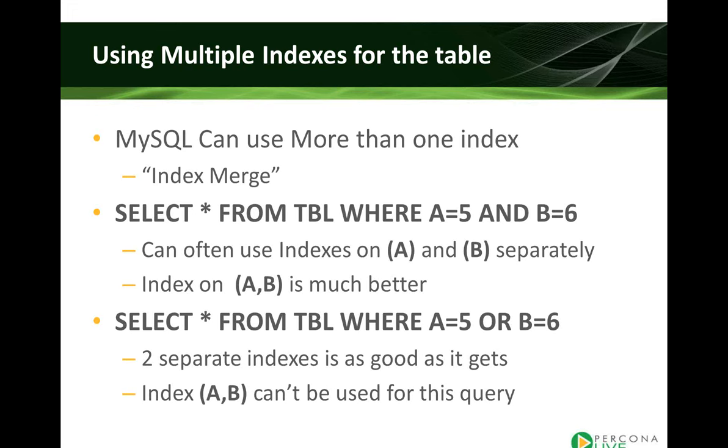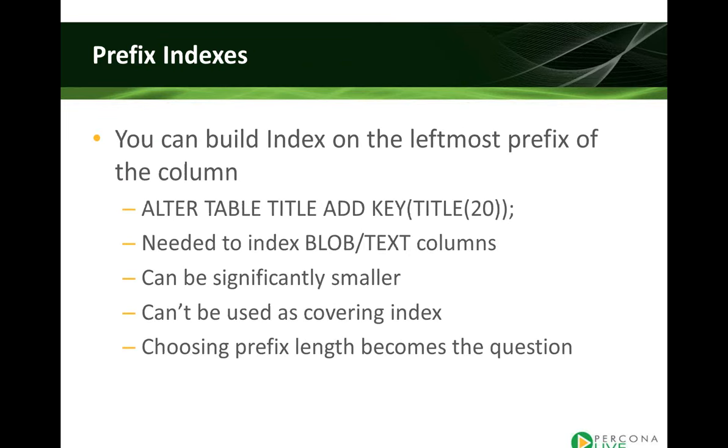So the key is, for an AND clause, you almost never want MySQL to use index merge. You want to create a multiple column index. Now, when it comes to the OR clause, two separate indexes is essentially as good as it gets. This situation is very different, because if you have an index on A, B and you have an OR clause, as in this case, then MySQL won't be able to use that index at all for query execution. It will do a full table scan. So keep that in mind.